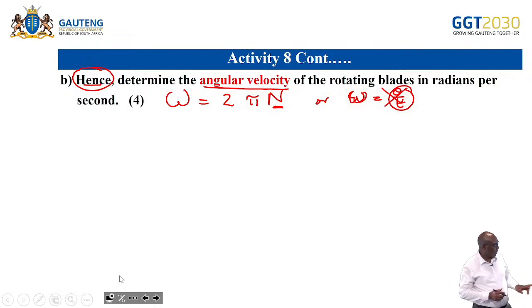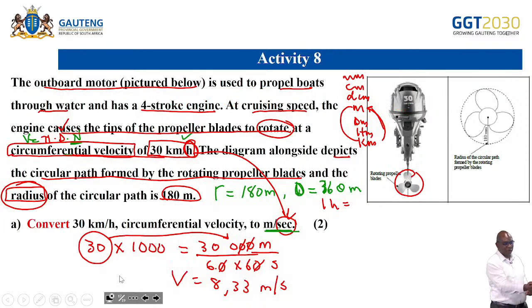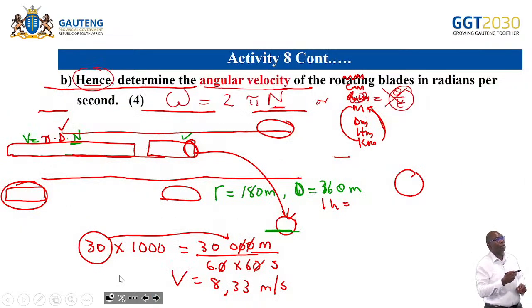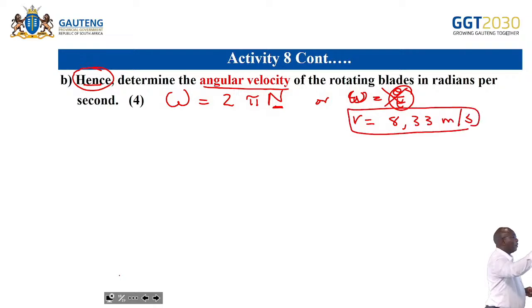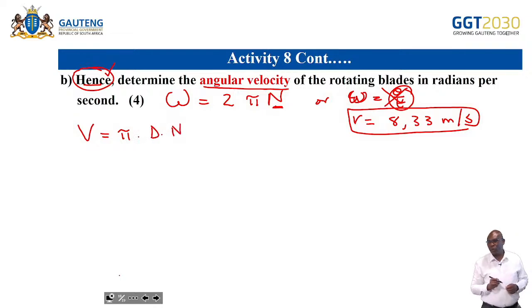Okay, now, as I said, what we had there was our velocity. I'm going to write it there. Now we've got our velocity, which is 8.33 meters per second. That is why that question says "hence." Already we have the velocity, so I'm going to write down the formula for the velocity, which is pi times d times n.